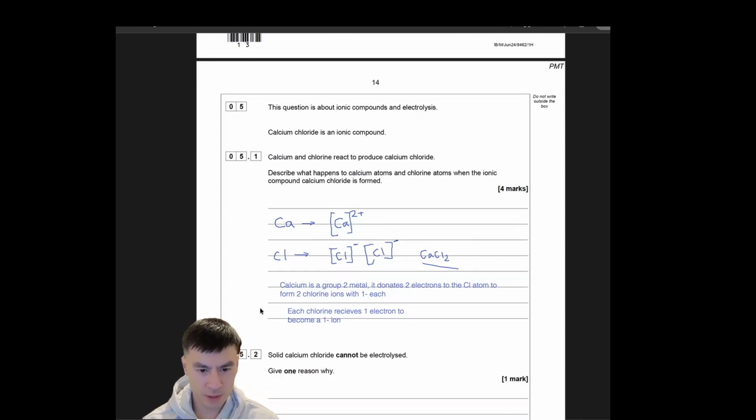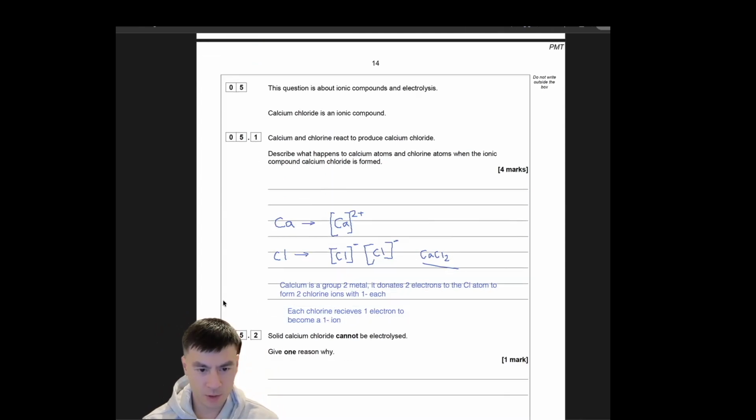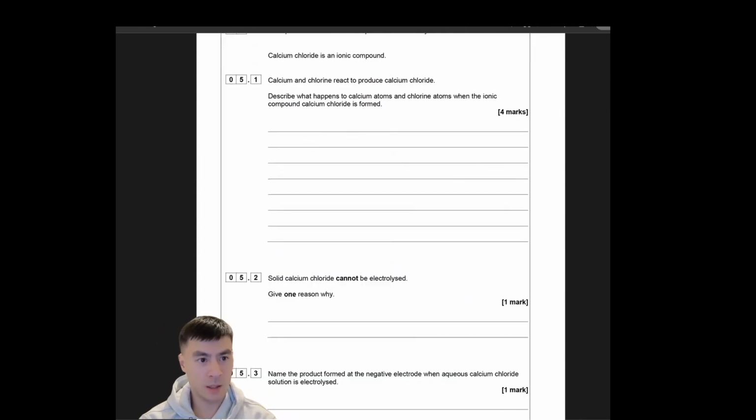5.2 Solid calcium chloride cannot be electrolyzed. Give one reason. It must be aqueous or molten. In solid calcium chloride, the ions are not free to move. Must be aqueous or molten.